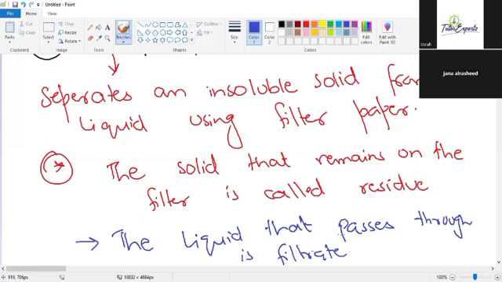For example, if I separate water from alcohol, water has a boiling point of 100 degrees and alcohol has a boiling point of 78 degrees. So through simple distillation, we can easily separate both of the components. How? First of all, alcohol will be distilled because it has a lower boiling point as compared to the water, right? Then the water will be evaporated. So this is what simple distillation is, okay? Getting it? Yes, yes.